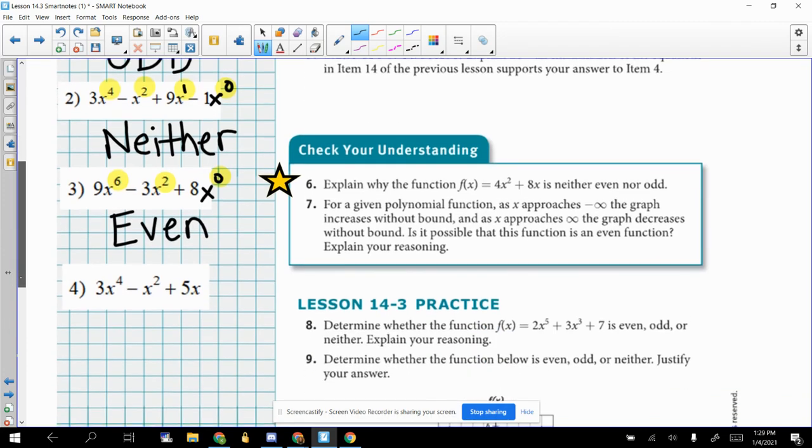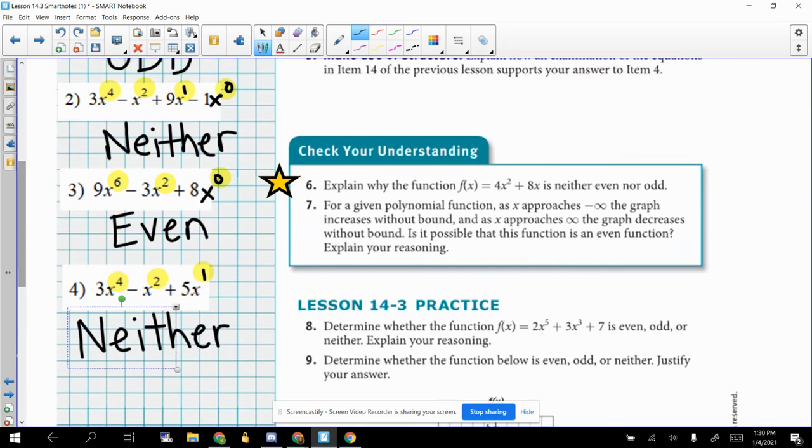All right. And last one here, we have 3x to the 4th minus x squared plus 5x to the first power. And if we go ahead and look at the exponents, we have 4, 2, and 1. So 4 and 2 are even, but that 1 is odd. So this would be a neither.